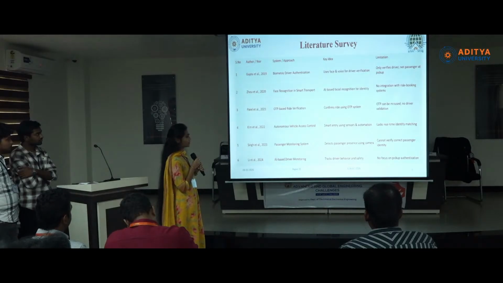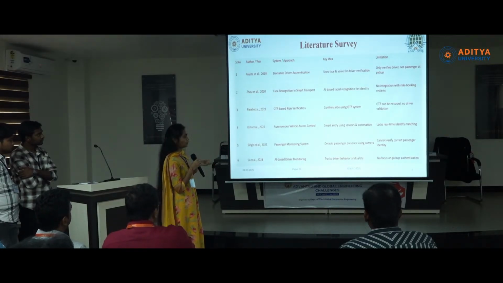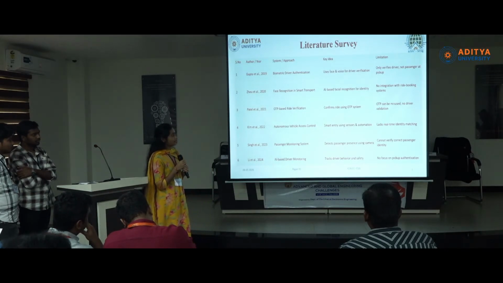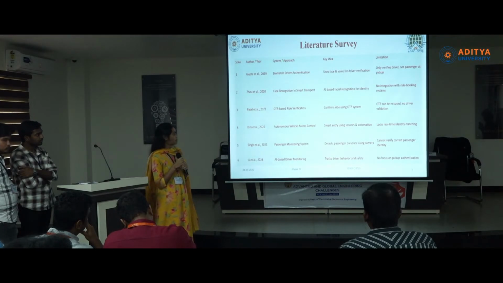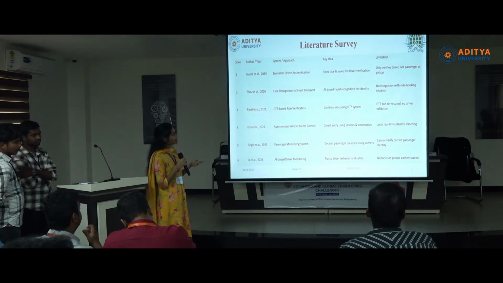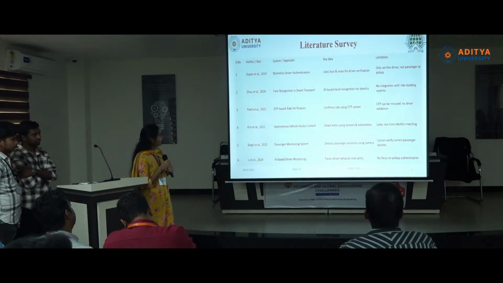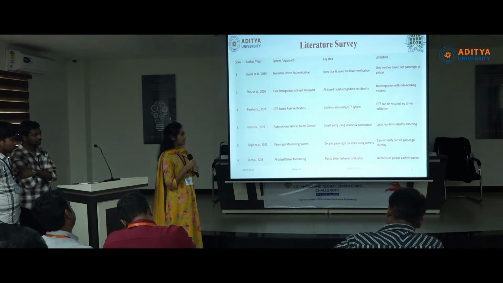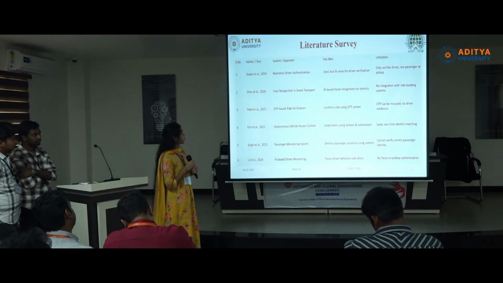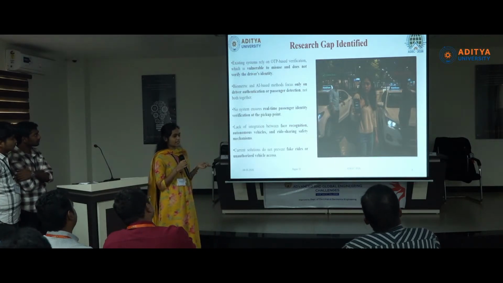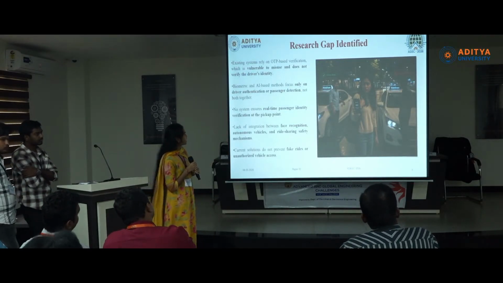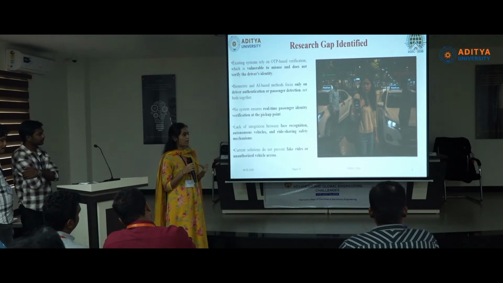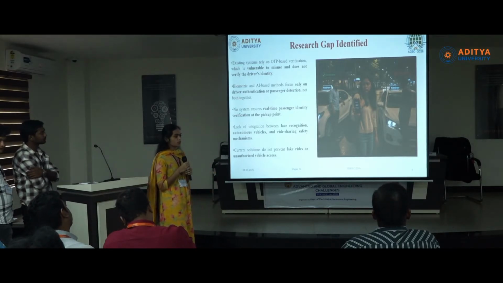The first one is biometric driver authentication. The key idea is that it uses face and voice recognition for driver verification. The next one is face recognition in smart transport. The key idea is AI-based facial recognition for identity. And the next one is OTP-based ride verification, which confirms the ride using an OTP system. But all of these work individually, so we identified a key research gap across the research papers: there is no real-time passenger verification and authentication which makes the passenger feel safe and ensures a safe ride.